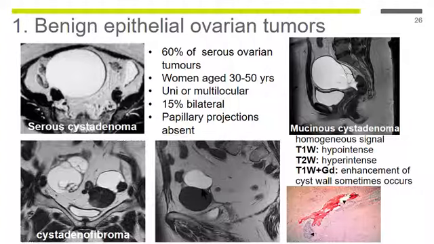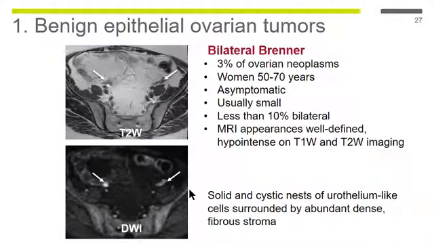Sometimes they're complex, and you can get them in conjunction with fibromas. This looks just like a fibroid. It's well-defined, very dark, homogeneous on a T2-weighted signal. This is a cystadenofibroma. And then the rarer type of epithelial tumor is the Brenner tumor.